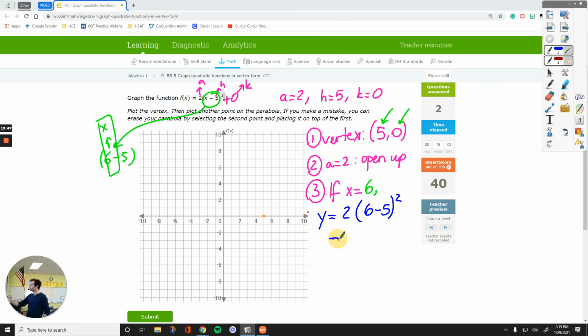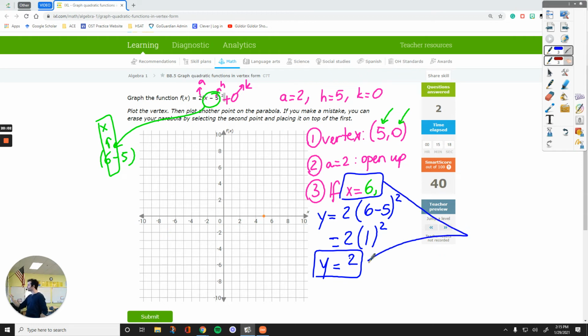Okay, let's figure this out. 2 times, I didn't forget about the square this time. 6 minus 5 is 1. I will square that 1. It is still 1. 1 times 2 is 2. So basically what this tells me, x equals 6, y equals 2 should be a point on the curve. Go over 6, up 2, plot it. Over 6, up 2, it opens up, everything looks fine, so we submit our answer.